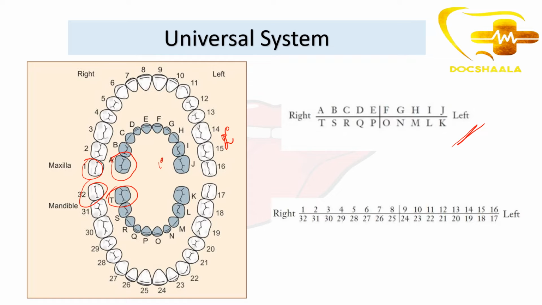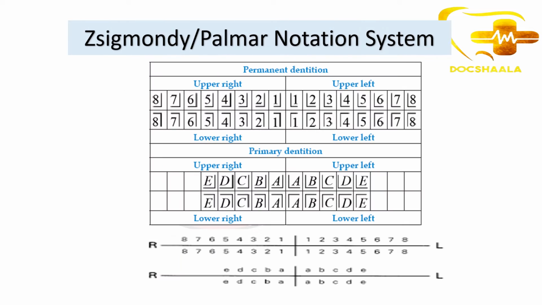mandibular right third molar. This is how we represent it, but this notation is not required when we are using a universal system. Simply we can just say 1 to 32, or when coming to primary we can just say A to T. Coming to the Zsigmondy Palmer notation system.